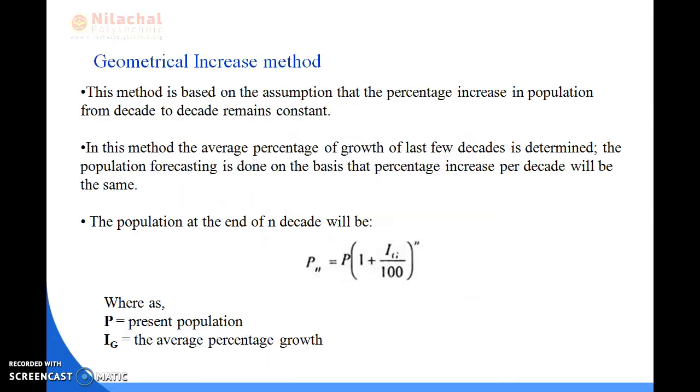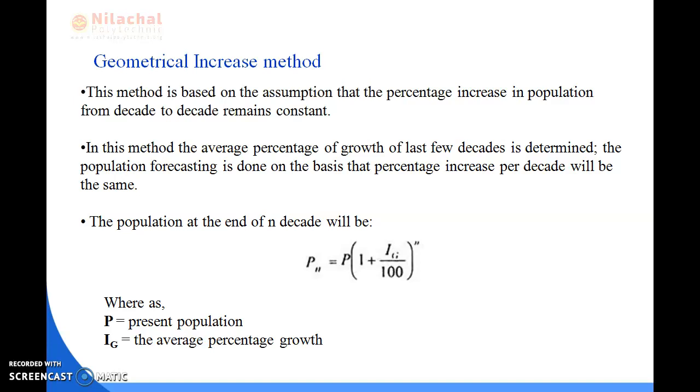Next we will do the geometrical increasing method. In your mind, what do you mean by geometric increasing method? This method is based on the assumption that the percentage increase in the population from decade to decade remains constant. It is used for a rapidly growing city.